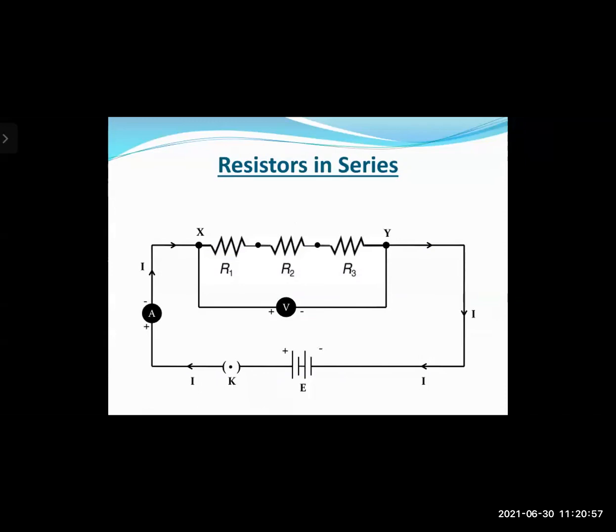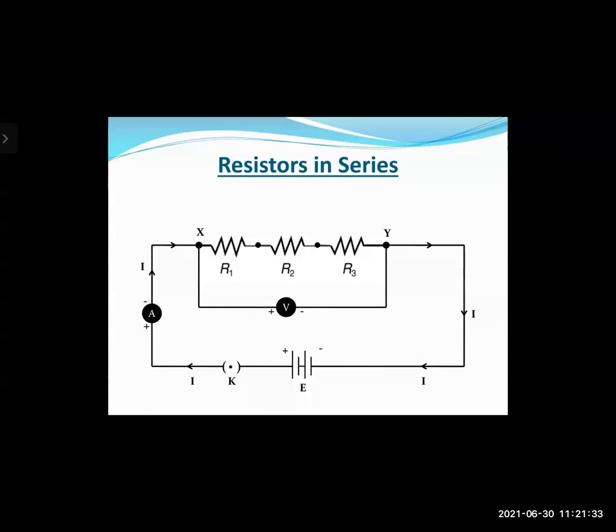An ammeter measures the current flowing through the circuit, and an ammeter is always connected in series. An ammeter is never connected in parallel. Next you can see those two points X and Y, across which you have connected the three resistors R1, R2 and R3, one after the other. So these three resistors are connected in a series combination. Then you have the voltmeter, which is connected across the two points X and Y.